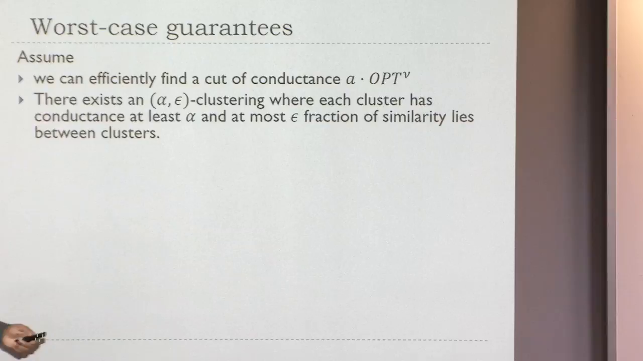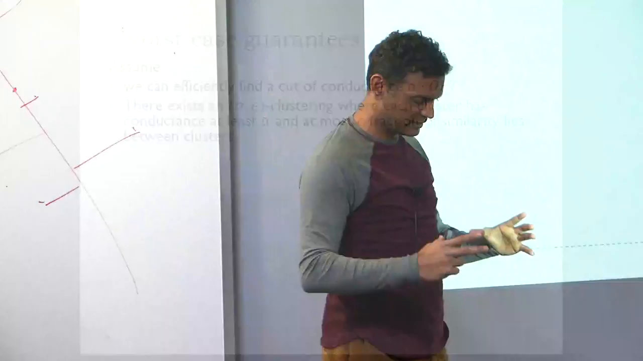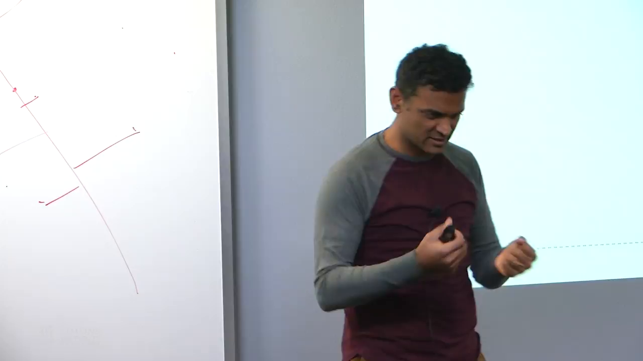Then you assume that there exists some (alpha, epsilon) clustering. What do I mean by that? That the conductance of each cluster is at least alpha. So each cluster is really well connected. It's very hard to break off any subset of it without cutting off lots of edges.